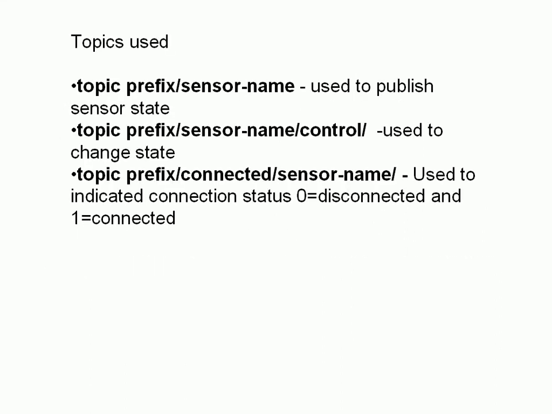Now the topics we're going to use: a topic prefix like sensors, then the sensor name, e.g. sensor01, to publish the state. Then we're going to use the topic prefix, sensor name, control, to control the sensor to change its state. And we're going to use topic prefix, connected, sensor name, to indicate the sensor status. A status of 0 is disconnected and 1 is connected.